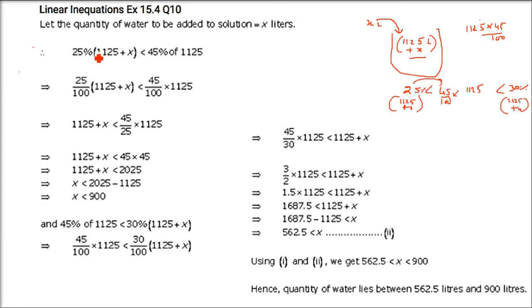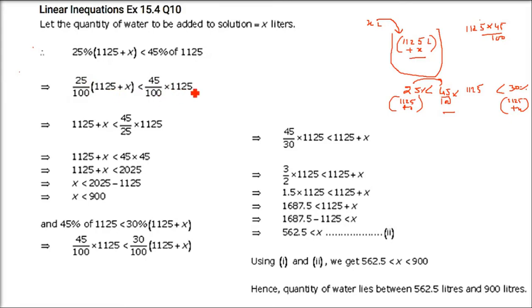So the first condition we are going to take, 25% of 1125 plus X should be less than the 45% of 1125. That is the acid content. The second condition will be 45% of 1125 should be less than 30% of 1125 plus X, 30% of the final solution with water. So between 25 and 30 is the case. Whenever we take a percent, we divide by 100.